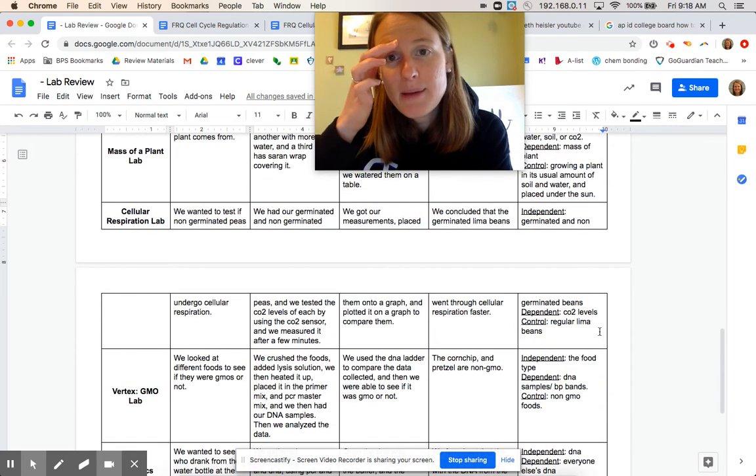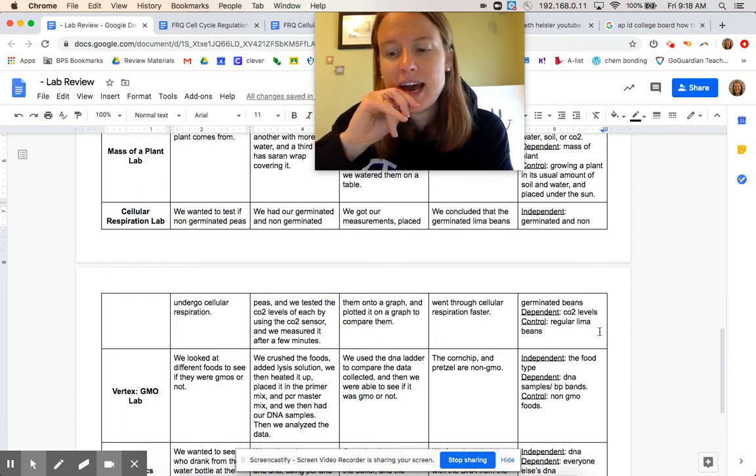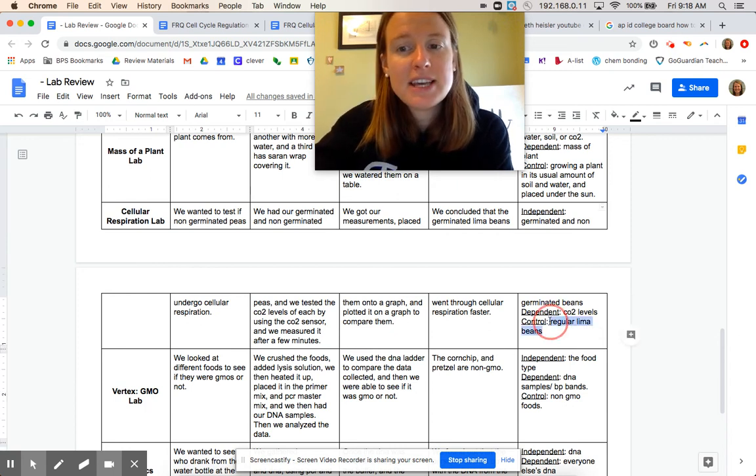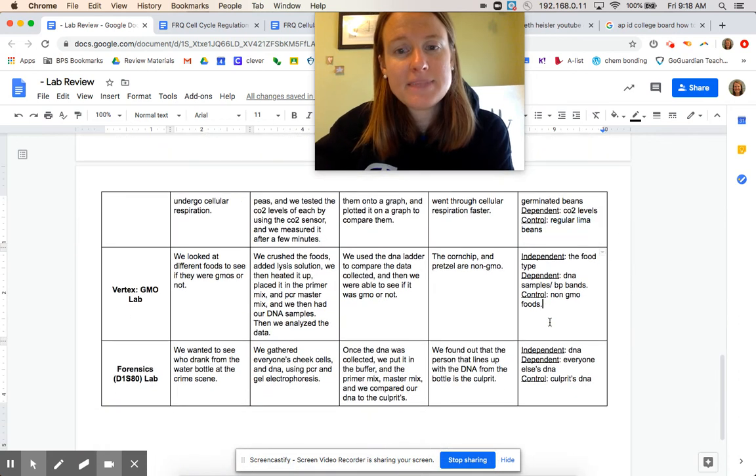Cellular respiration lab, for the first round, it was the ungerminated mung beans, so we can see the difference between the ungerminated and germinated. Maybe like this person did lima beans. So their control for their open inquiry was the regular lima beans ungerminated, and then they compared that to the germinated lima beans.